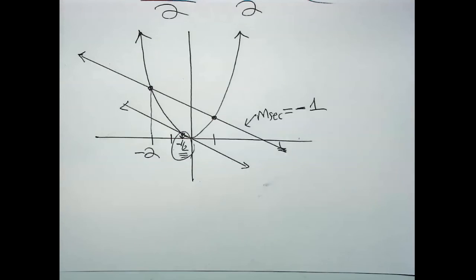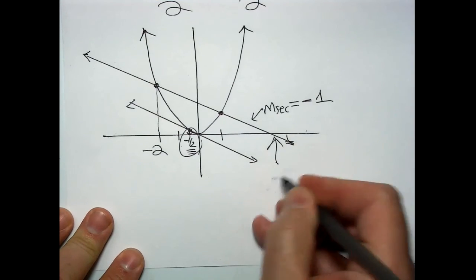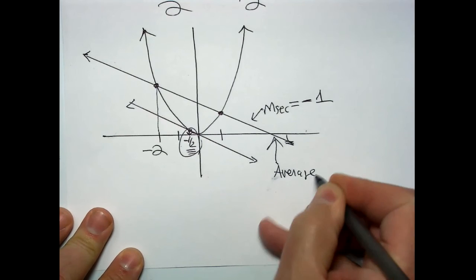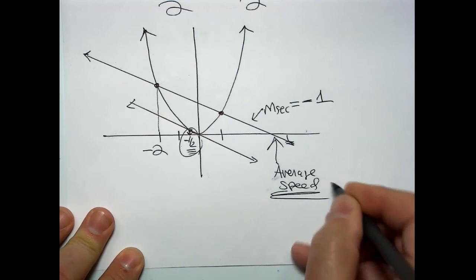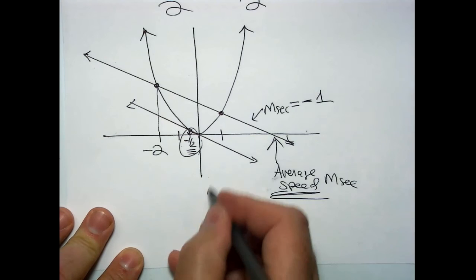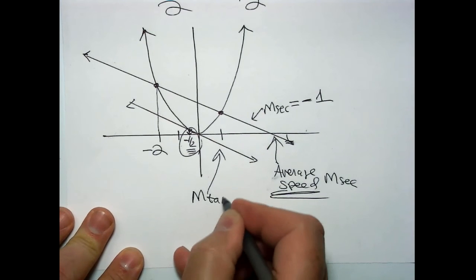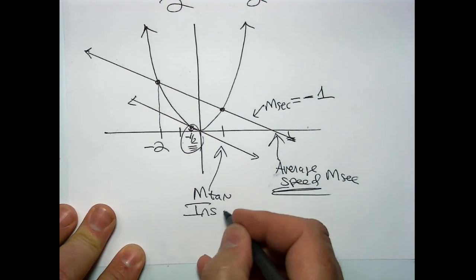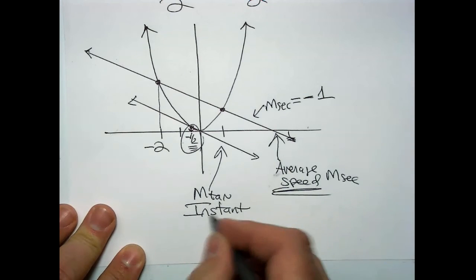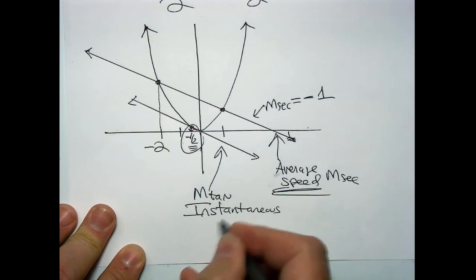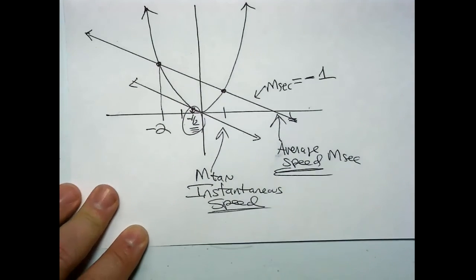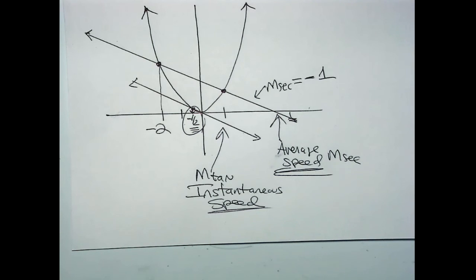So, again, knowing that the secant slope represents an average speed if this were a motion problem, that's what secant slopes do. And the tangent slope represents an instantaneous speed. So what does that tell you?